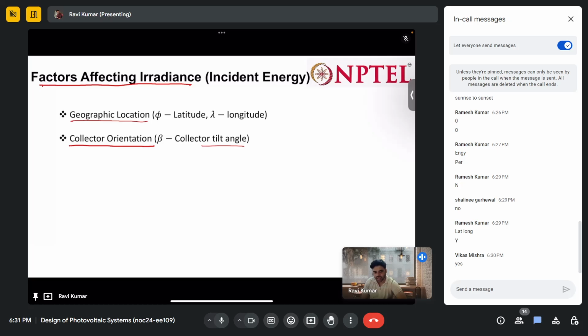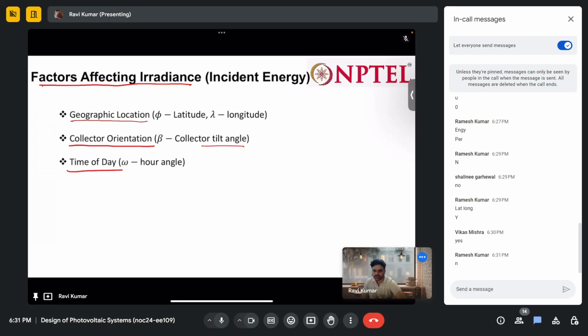Then, does the sunlight or irradiance is same in the morning as compared to afternoon, or in the evening as compared to afternoon? Is it same? Yes or no? No. So we have time of the day. Time of the day is calculated using one angle, that is the hour angle. So it means time also affects this irradiance.